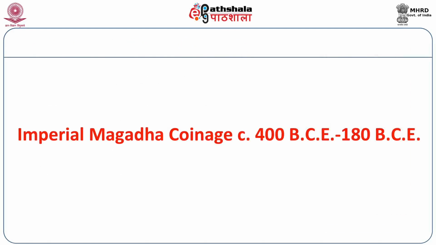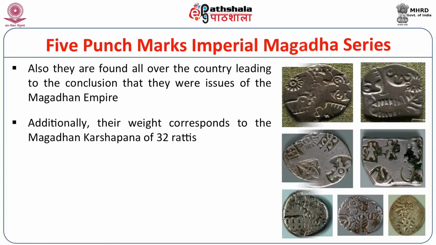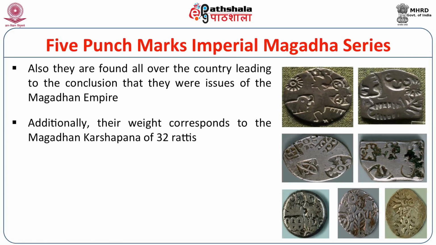Now we come to the period of the Imperial Magadha Janapada. This coinage is believed to be issued by the rulers of Magadha when they assumed imperial powers, both under the Nandas and the Mauryas, but largely in the period of Ashoka. We see these coins which have 5 punch marks, that is 5 symbols, found all over India. So this is believed to be largely the coinage India issued under a unified power in the 4th century BC. These are largely the coins, as we can see in this period, weighing about 32 ratis and corresponding to the Magadhan Karshapana.